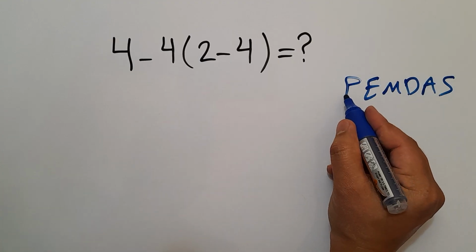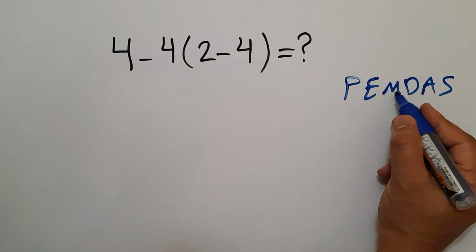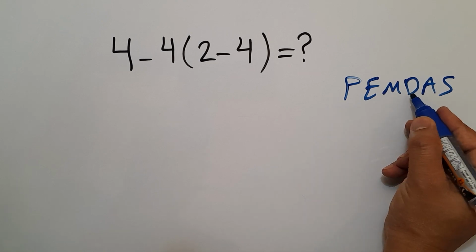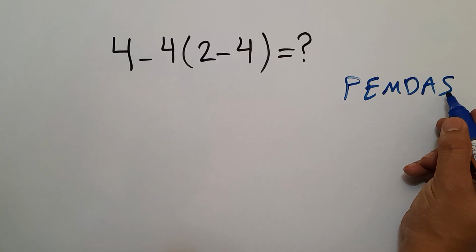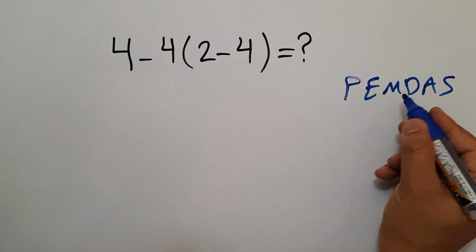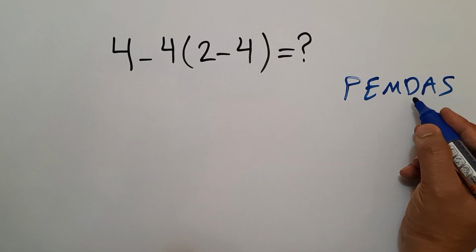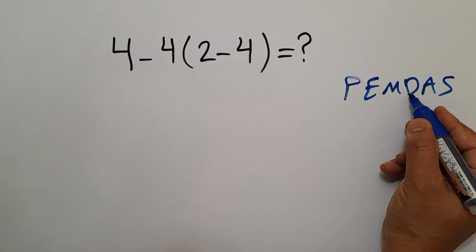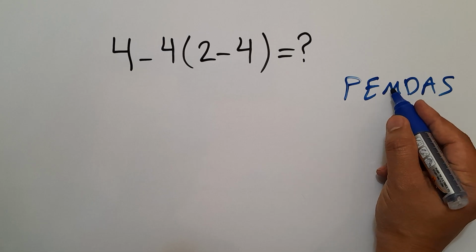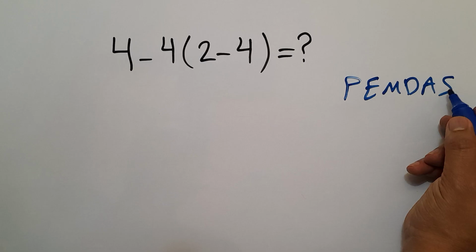P stands for parentheses, E stands for exponents, M and D stand for multiplication and division, and A and S stand for addition and subtraction. We first do parentheses, then exponents, then multiplication and division, and finally addition and subtraction. Remember that multiplication and division have equal priority, and we work from left to right. And the same goes for addition and subtraction.